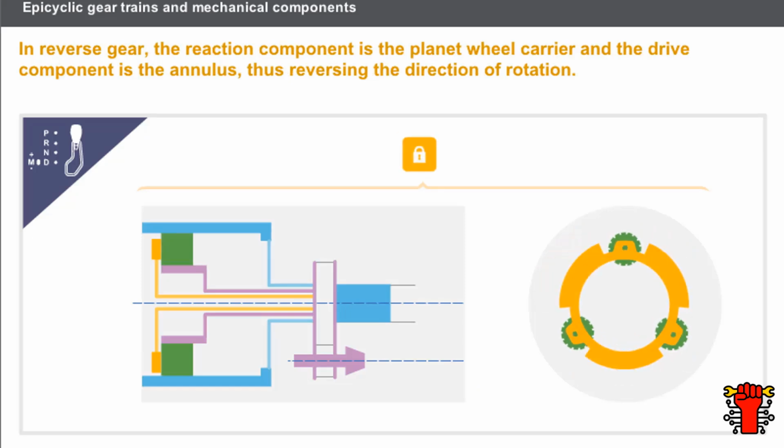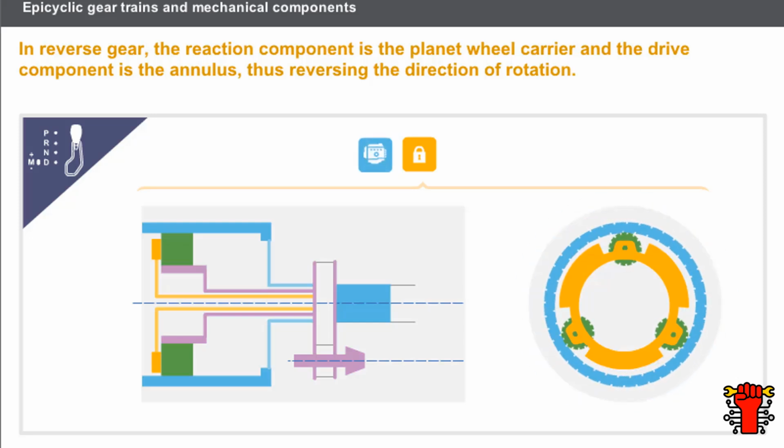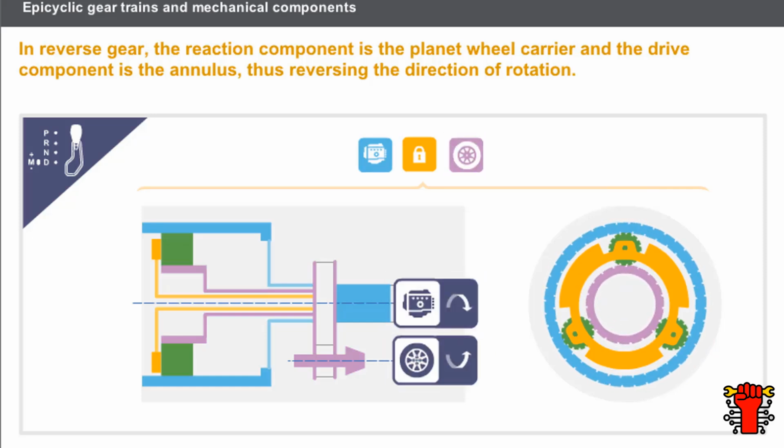To obtain reverse gear by reversing the direction of rotation, the reaction component is the planet wheel carrier, and the drive component is the annulus. The rotation of the gearbox output is in the opposite direction from the input direction of rotation.